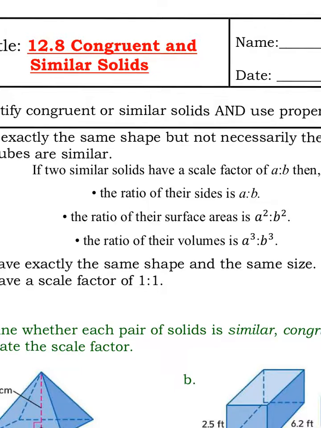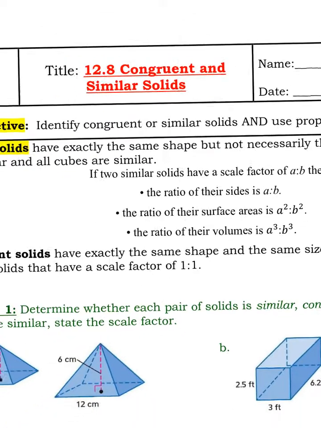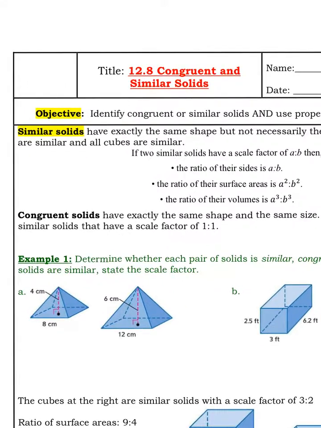Sides are first dimension, so that's why it says the ratio of the sides is A to B. Surface areas are second dimension, so that's why the ratio is A squared to B squared. And then volumes is third dimension. All the units are written to the third power, and that is why the ratio of the volumes is A to the third to B to the third. That's if they're all similar.